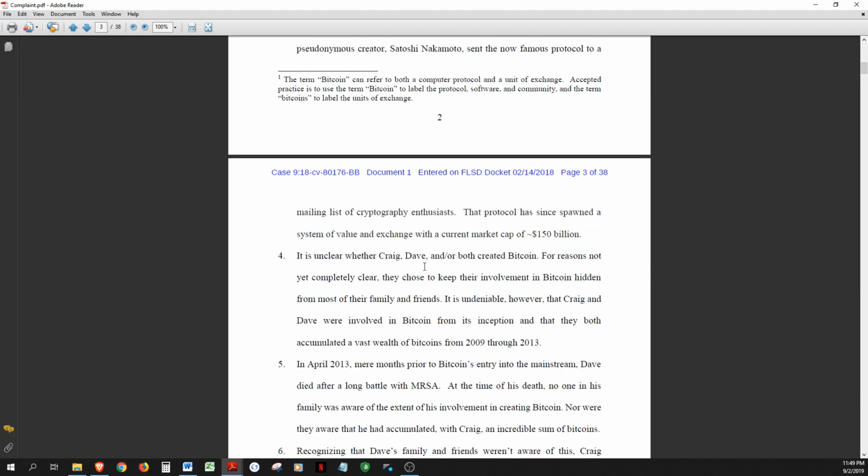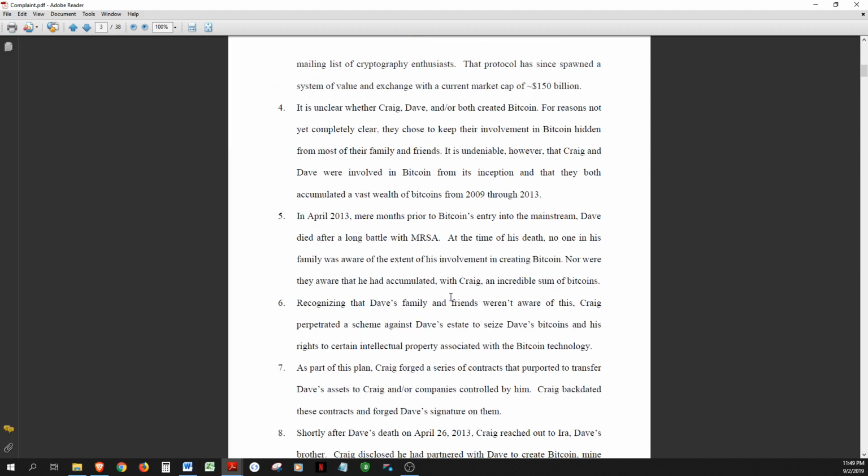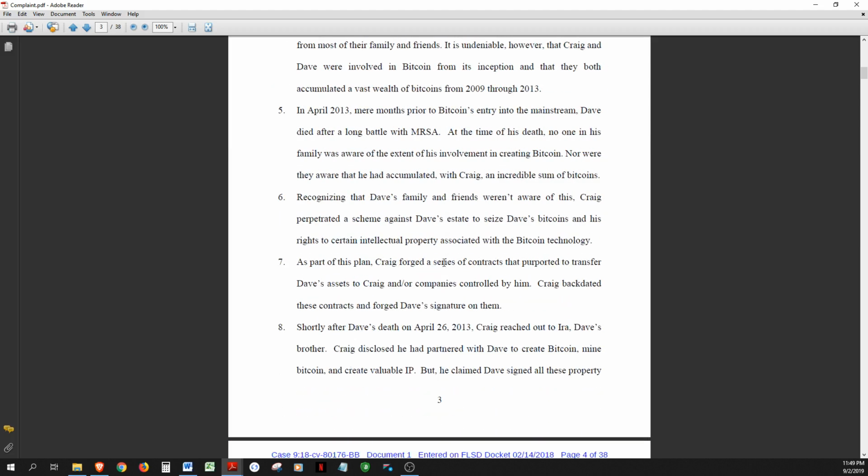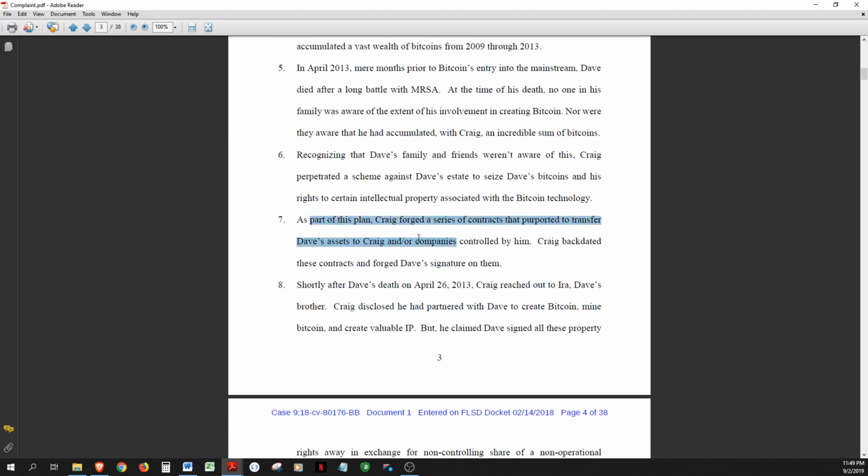Here is the gist of it. It is undeniable, however, that Craig and Dave were involved in Bitcoin from its inception. They both accumulated vast wealth from 2009 to 2013. This is the introduction. So, unfortunately, Dave died, and then Craig goes ahead and seizes Dave's Bitcoin.